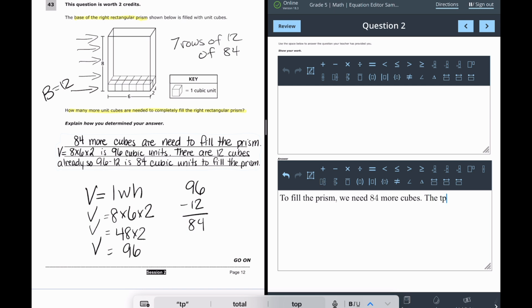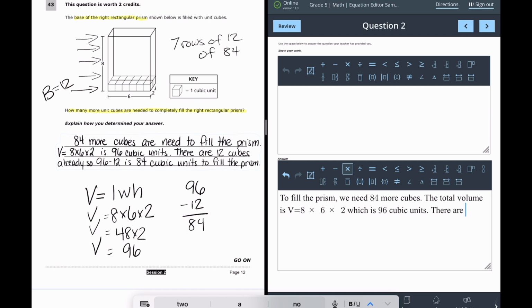The total volume equals 8 times 6 times 6 times 2, which is 96 cubic units.